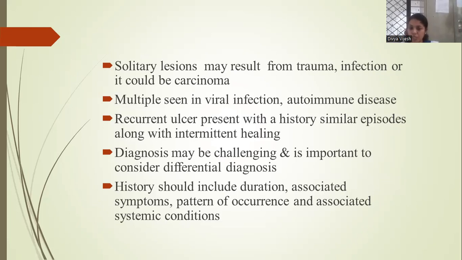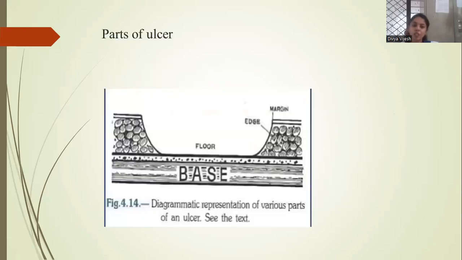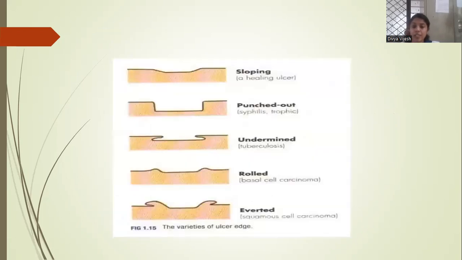Okay, so history should include duration and also the associated symptoms, pattern of occurrence, and you have to ask about the associated systemic conditions. So when you examine an ulcer, you have to examine all the areas of the ulcer. That is, you have to check the floor of the ulcer, edge of the ulcer, margin of the ulcer. And this edge of the ulcer is very important, as we can see different types of edges for different cases.